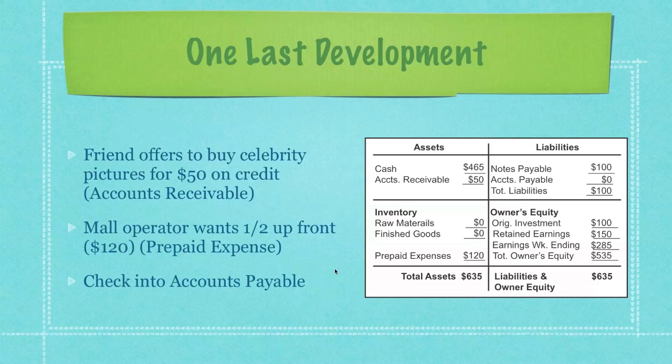Well, since you are not going to immediately start renting the mall at that point in time, this is what is called a prepaid expense. And you would also put this over here under your inventory. So you would put your prepaid expense of $120 here and subtract it from cash. You would put your accounts receivable here of $50, and then you would add the additional $50 over here to earnings week ending. You add all these up, comes to $635.